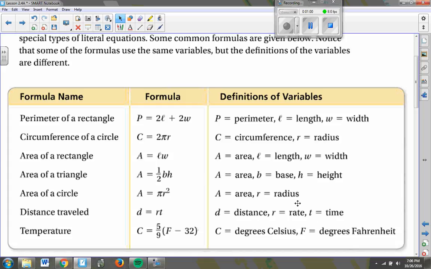I would like to see these formulas written down in your notes, please, with the possible exception of the circumference of a circle formula. We do not need that one yet. But every other formula should be written down: perimeter, area, distance traveled, temperature. Pause the video and make sure those get in your notes. Then we'll look at the type of problem you'll see in your practice problems.